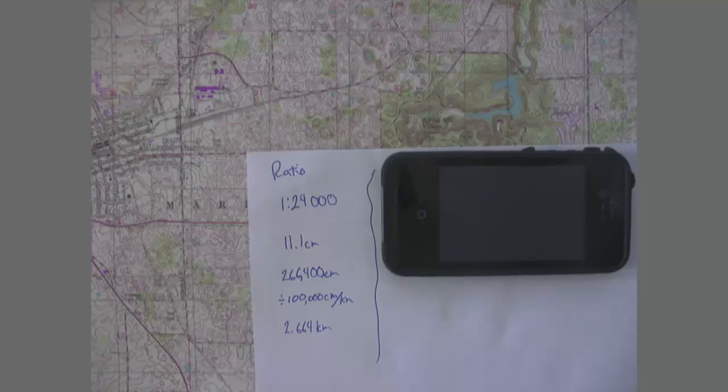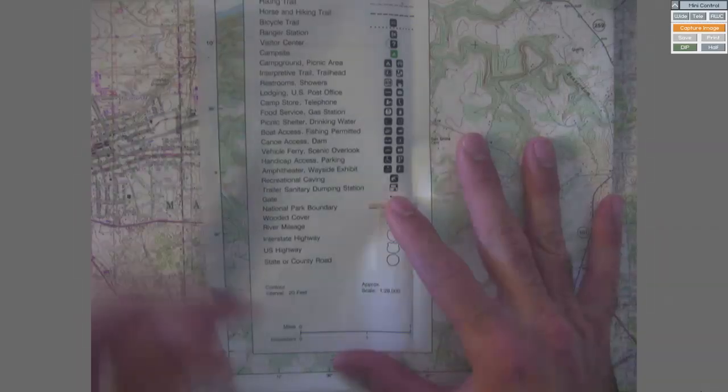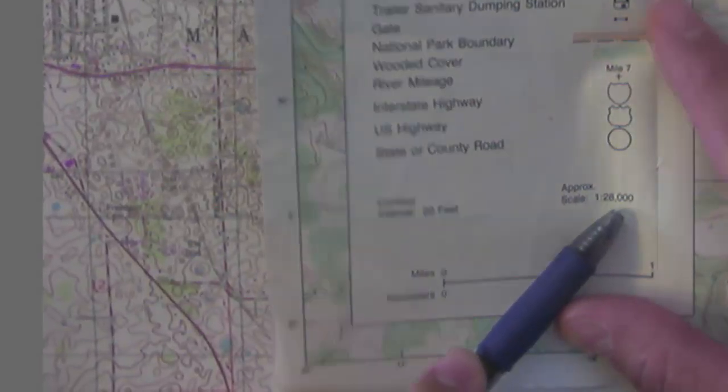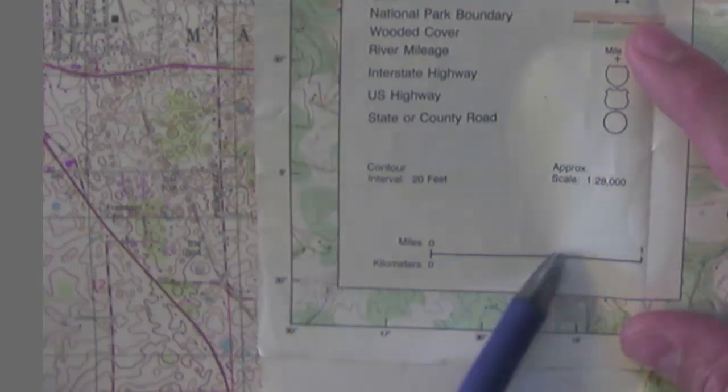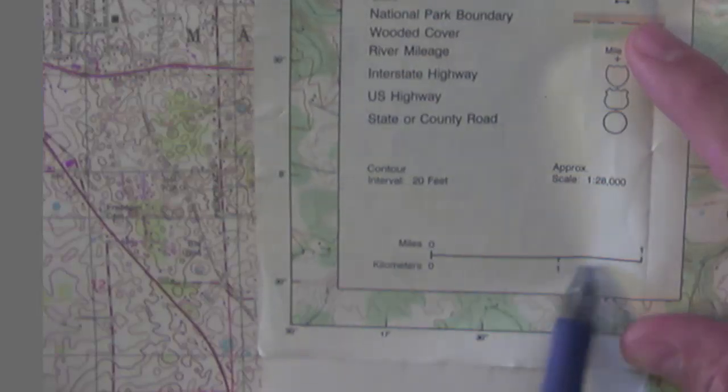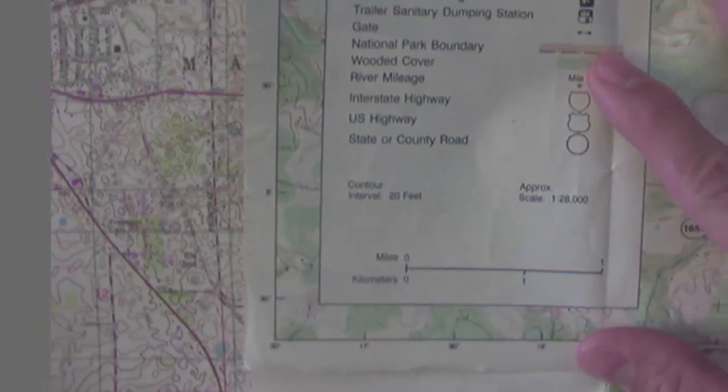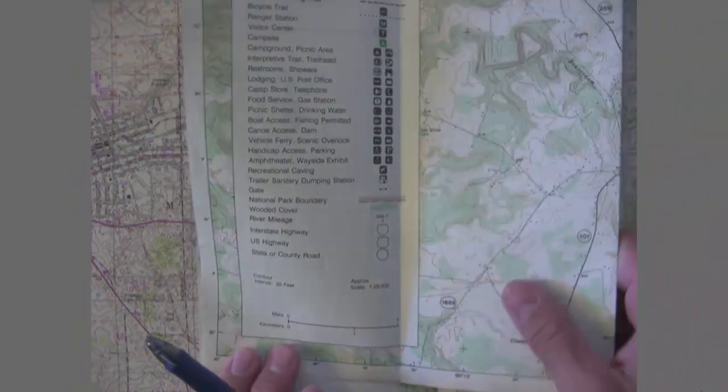Now, I said that's one way you could do it. You can also use a different kind of scale. Depending on your map, if I use a different map, say this map of Mammoth Cave, I look down at the key, I can see I do have that ratio scale, 1 to 28,000 here, but I also have this graphical bar. This graphical bar is actually showing you how long, say, 1 mile or 1 kilometer is on the map. Right, so I can measure that and convert it straight into kilometers without a 2-step process.